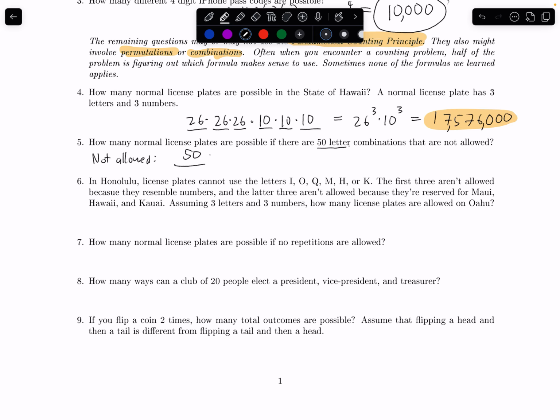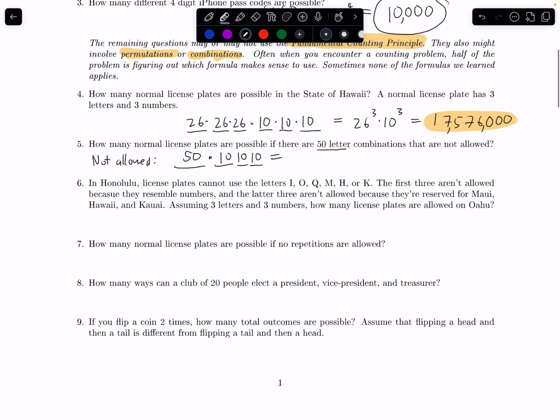For each of those letter combinations, though, they could have any of the number combinations, right? And how many number combinations are there? 10 possible digits for the first one, 10 for the second, and 10 possible digits for the third. So that means altogether, I've got 50 times 10 times 10 times 10 letter and number combinations that are not allowed. So in other words, 50 times 10 times 10 times 10 license plates that are not allowed. What is that? That's 5 with 1, 2, 3, 4 zeros. So 50,000 license plates that are not allowed, right?